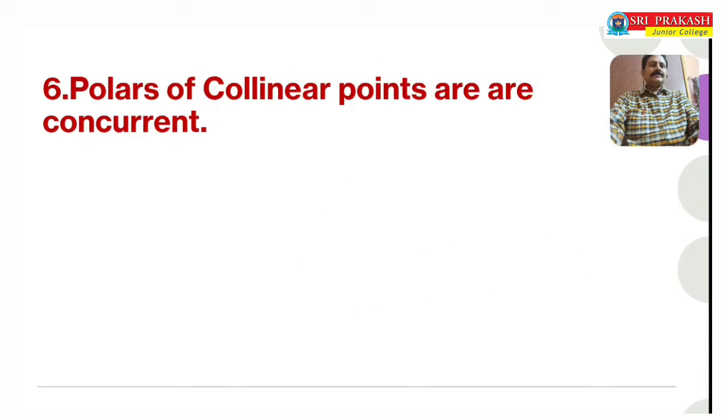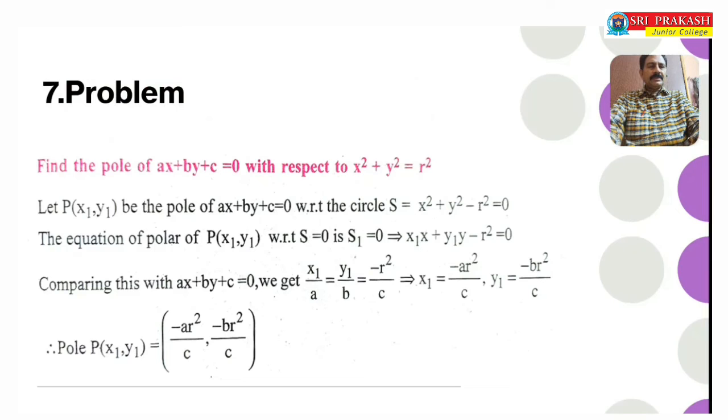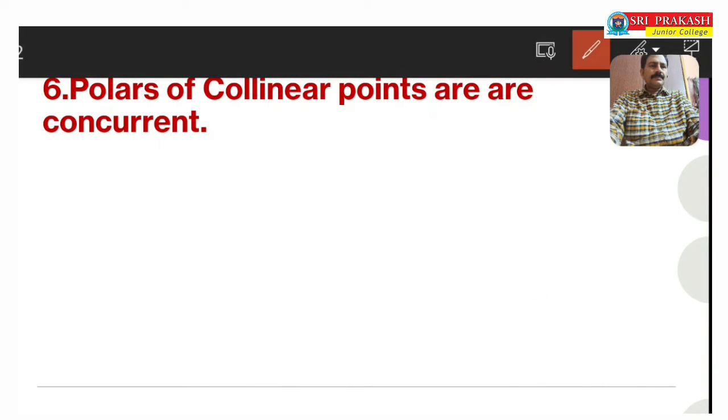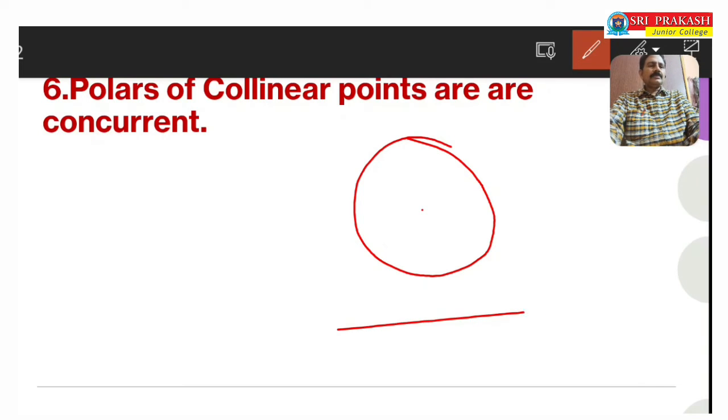One more property: polars of collinear points are always concurrent. So what does it mean? See, for example, for the circle, if you take collinear points, for example, this is the circle we have taken, and take some collinear points. For example, A, B, C are points on a line which are collinear.